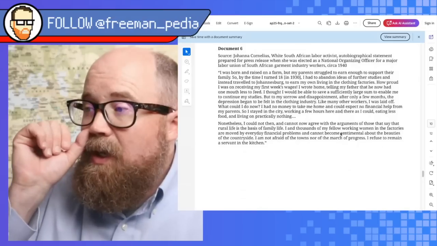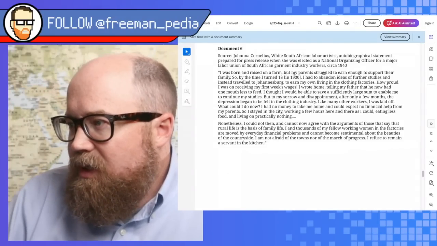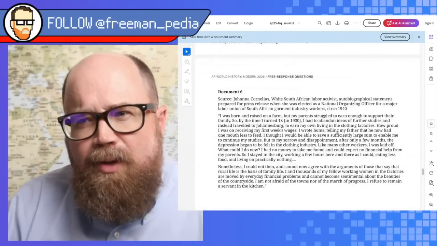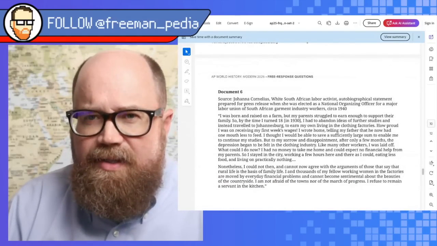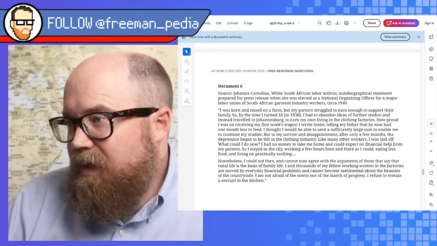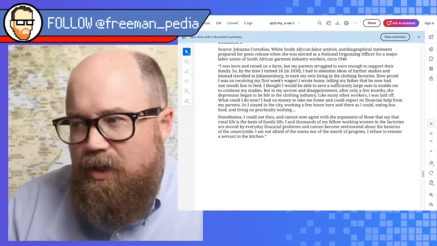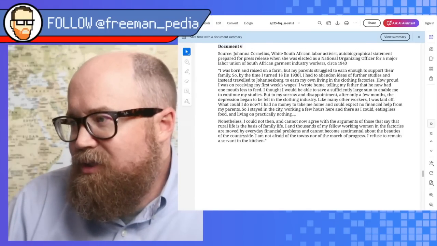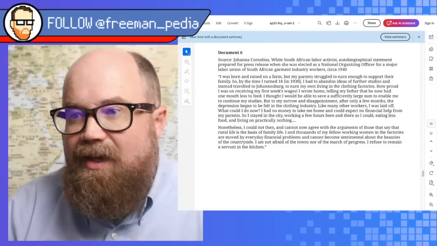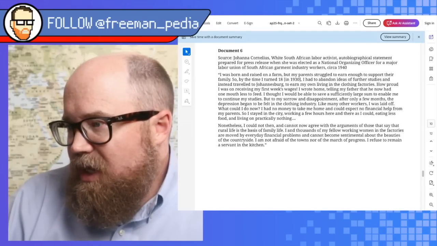Document 6, white African labor activist, autobiographical statement prepared for the release. National organizing officer for a major union. Document 6, I do think this is the most women ever in a DBQ as sources. So that's nice. That's new. Here she is. She's saying, I got a job, I got wages, it was awesome, and then the Great Depression happened, and then that was kind of it for her on that level. So she's laid off, but she still likes that life.